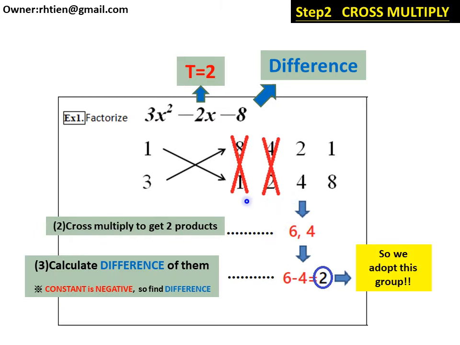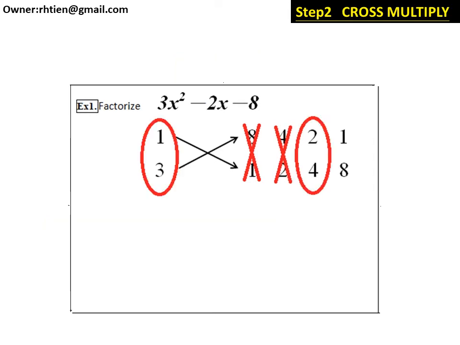And the third group, 1 times 4, we get 4. 3 times 2, we get 6. And their difference is 2. Okay, this is the target number, so we adopt this group. Example 1 is ready for step 3.